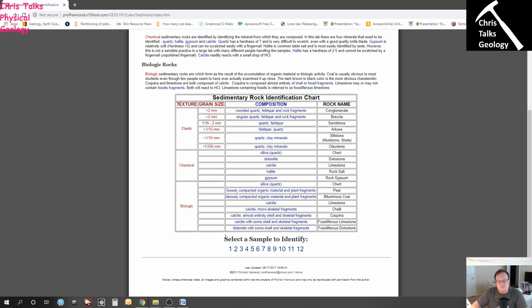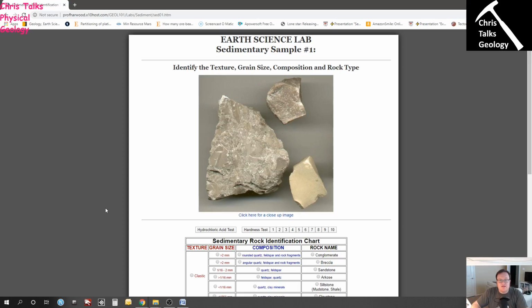Alright, so in terms of our samples, let's go for sample number 1. Okay, here we go. So here's sample number 1. We can see we have this greyish brown rock. Straight away I can see that it's rather fine grained. We can't really see any crystals, so let's go up for the close-up view.